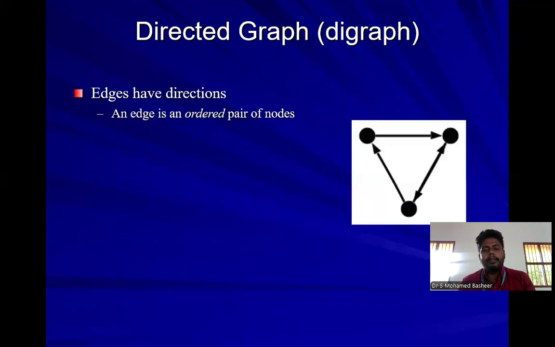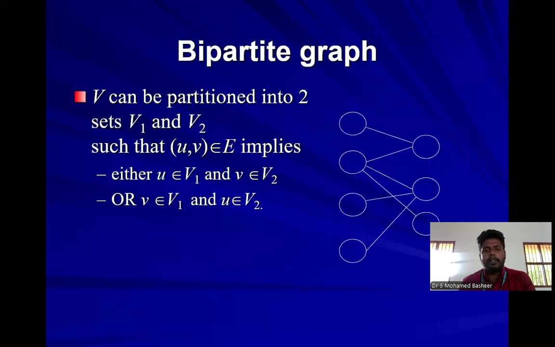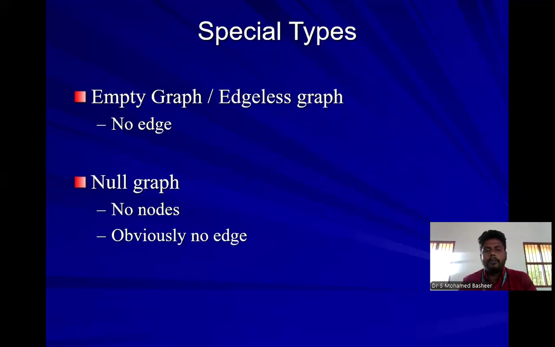A directed graph has directions: an edge is an ordered pair of nodes. It is called a directed graph. And another one is the bipartite graph. We can partition the vertices into two sets V1 and V2 such that if (u, v) belongs to E, then either u belongs to V1 and v belongs to V2, or v belongs to V1 and u belongs to V2.